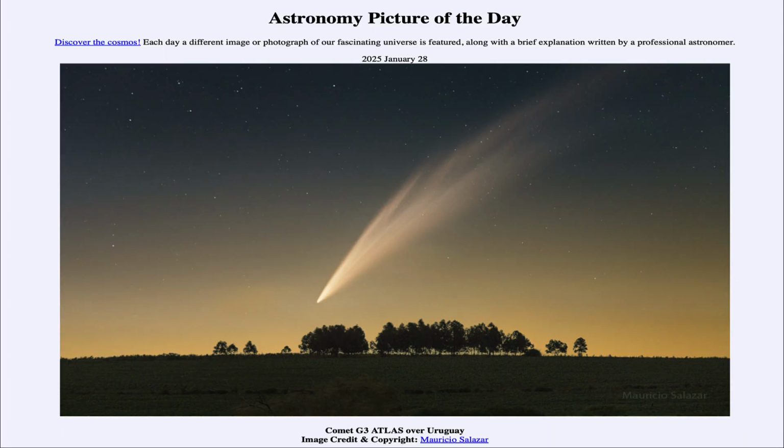So that was our picture of the day for January 28th of 2025. It was titled Comet G3 Atlas over Uruguay.